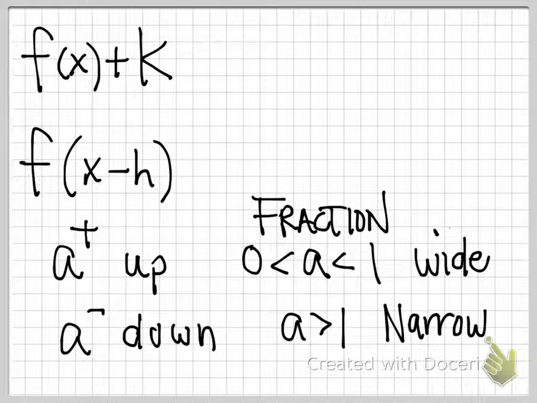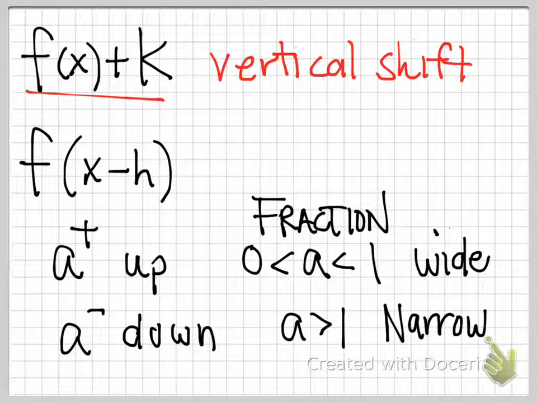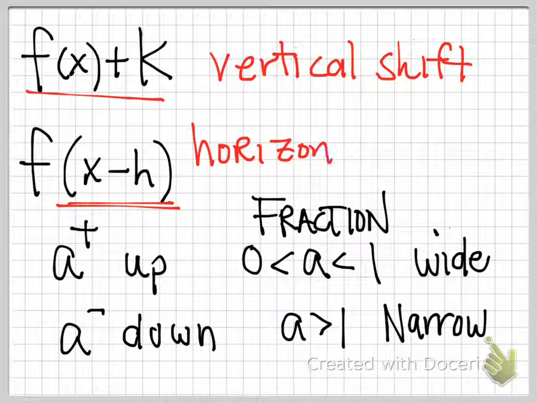Okay, these are the ways to shift a graph. This first way, right here, is called a vertical shift. The k moves it up and down, with the same sign. So if it's plus k, it moves it up. If it's minus k, it moves it down. It's called a vertical shift. This x minus h moves it horizontally, or a horizontal shift.